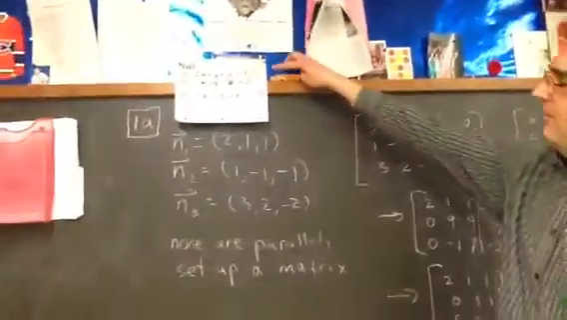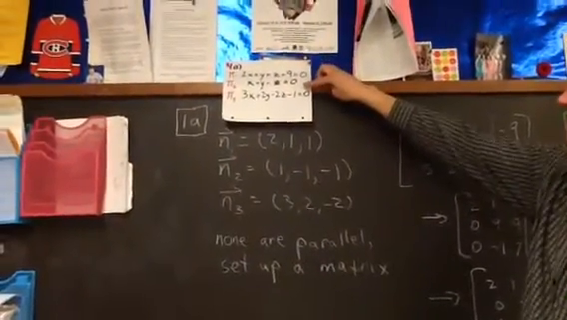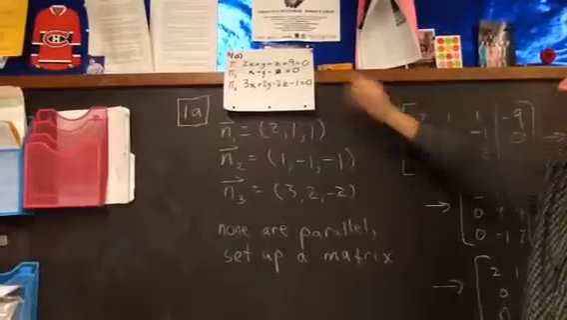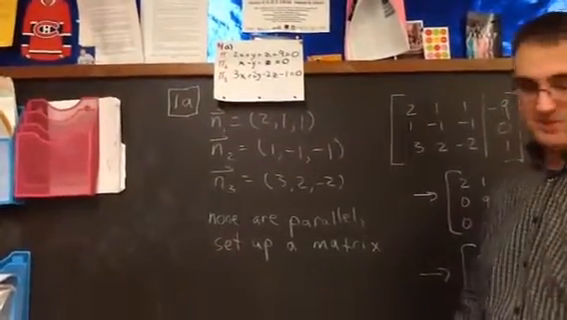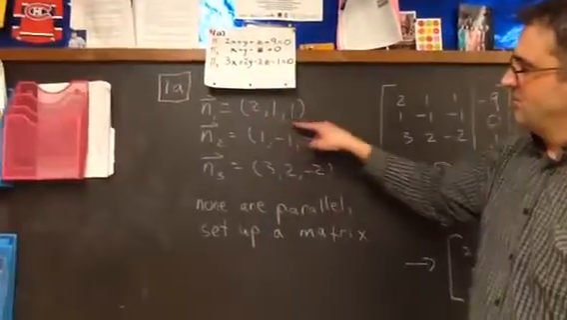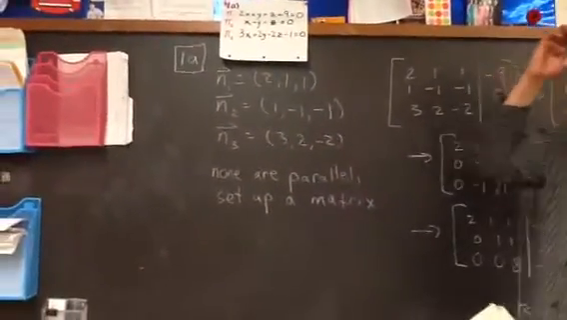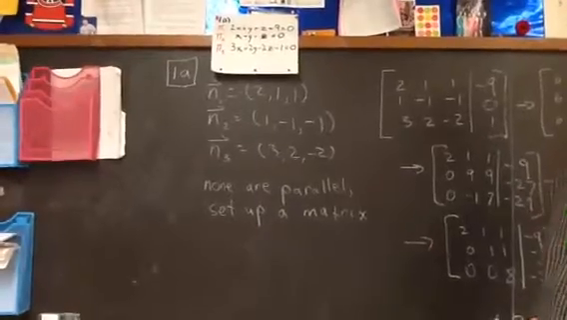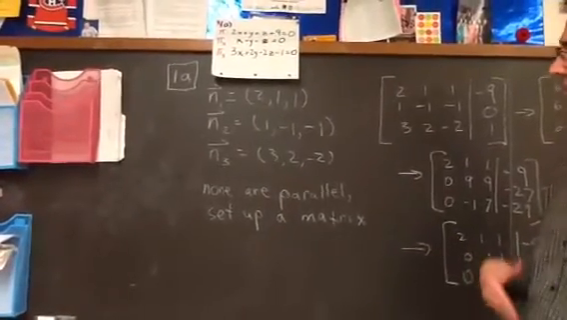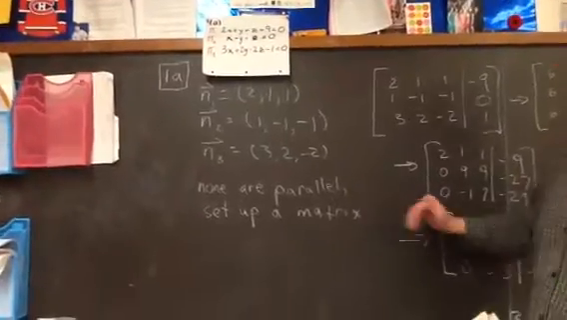Let's look at question 1a. We've got 2x plus y plus z plus 9 equals 0, x minus y minus z equals 0, and 3x plus 2y minus 2z minus 1 equals 0. Well, we see that our normals are 2, 1, 1, 1, negative 1, negative 1, and 3, 2, negative 2. None of these are parallel. So what we have to do now is set up a matrix. As soon as you see none are parallel, set up a matrix.